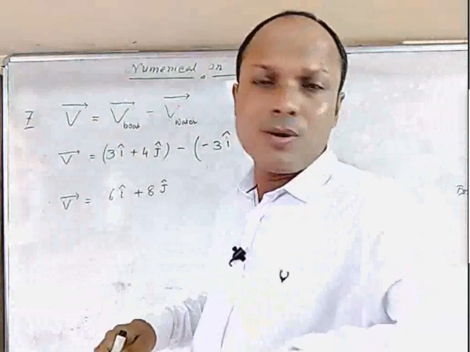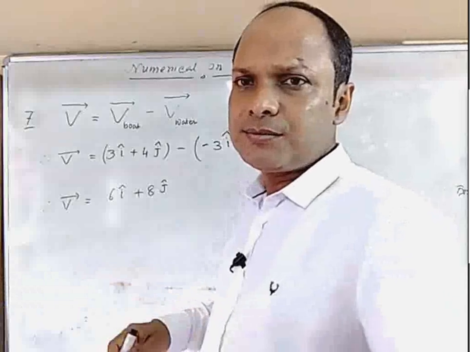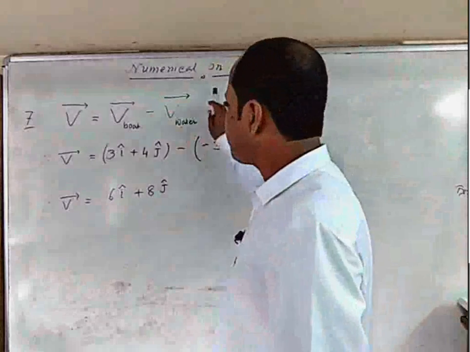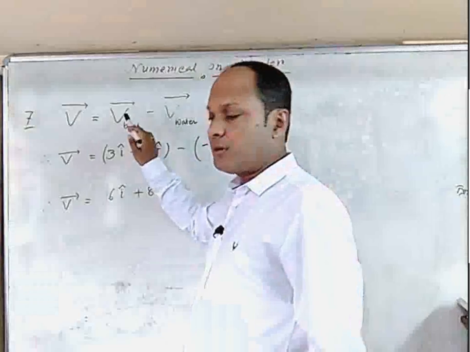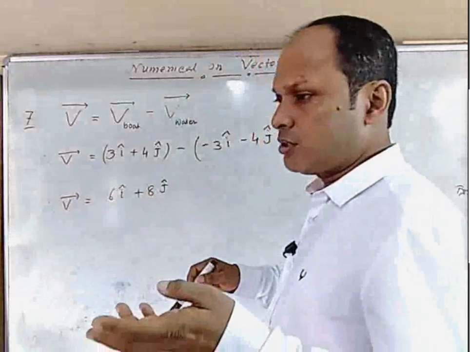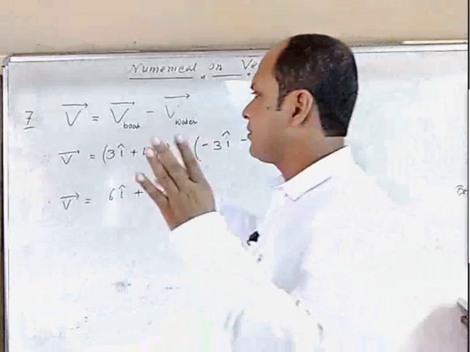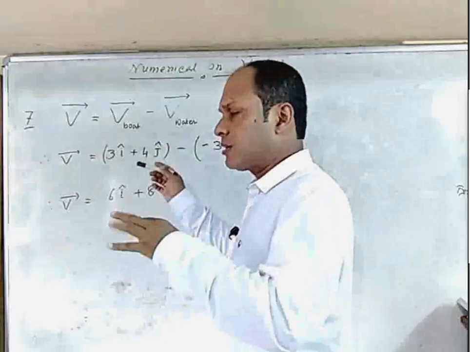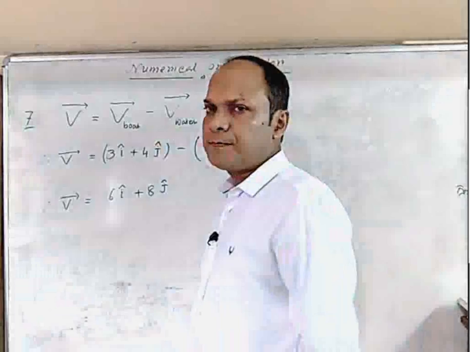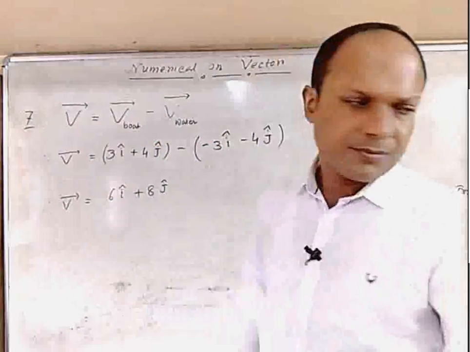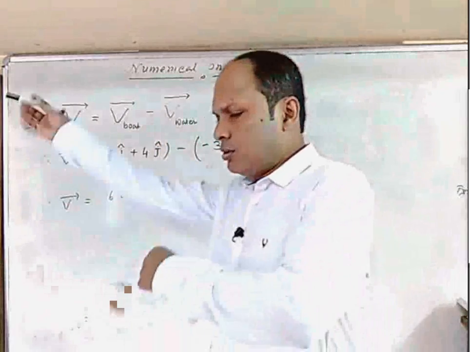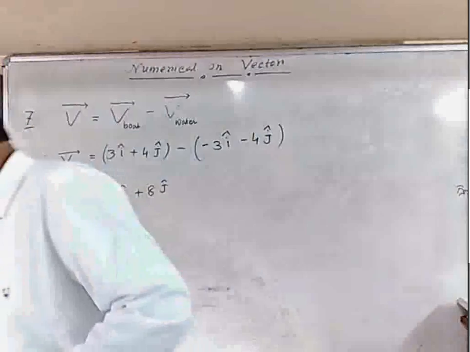With respect to what you are asked to find, that one should be subtracted. Of what you are asking to find the velocity. So I am asking to find the velocity of the boat with respect to what? With respect to water. Then water should be subtracted from the velocity of the boat. This is the procedure. Am I clear? Bujha gelo? So let me stop the numerical today.